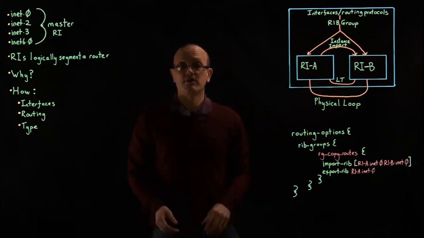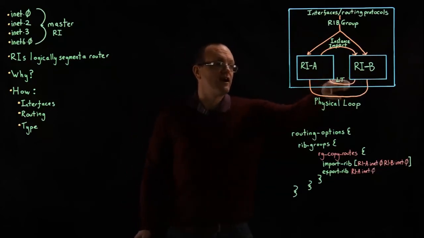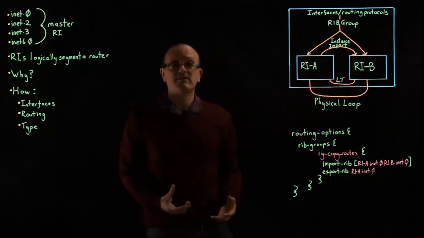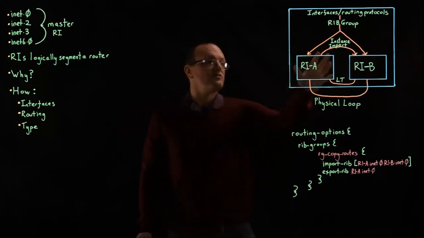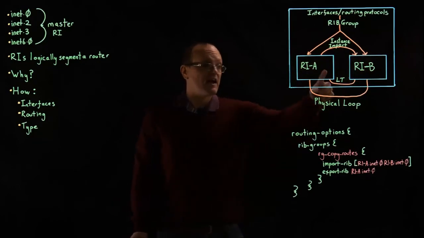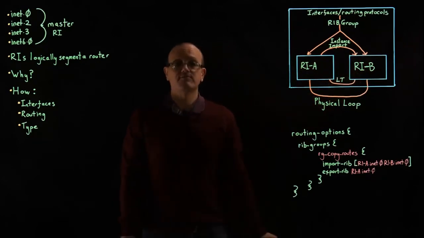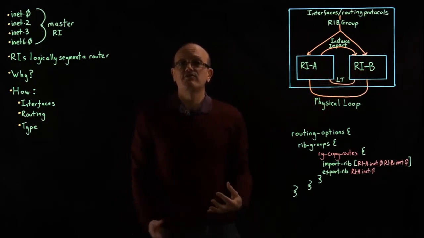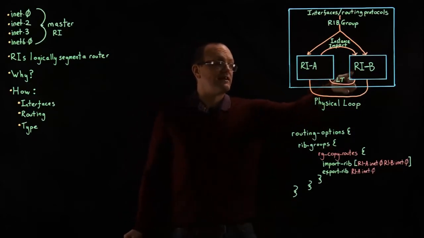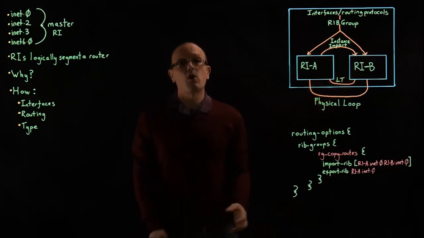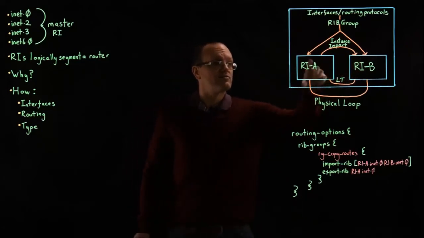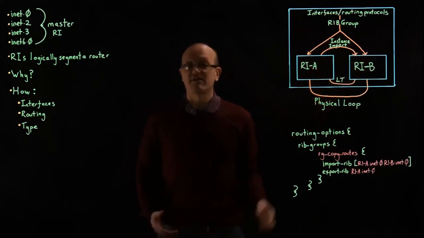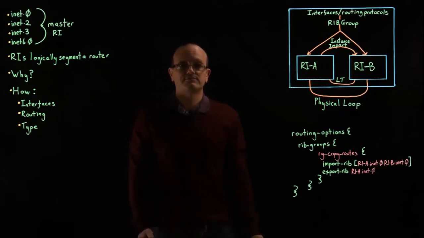So another option is to use a logical tunnel. So again, we're doing exactly the same thing. We're interconnecting the two routing instances via a specified interface. It's just in this case, we're using a logical tunnel. So this is a logical construct that exists only within the router. And we interconnect those routing instances using this logical interface.